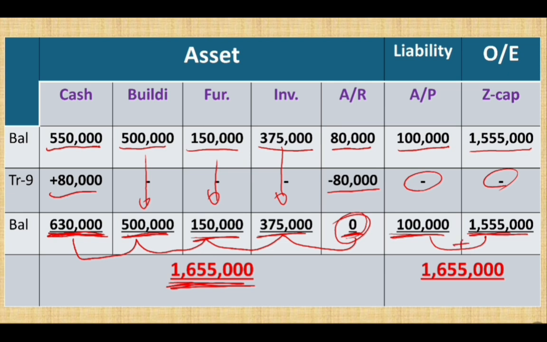Therefore, cash plus building plus furniture plus inventory plus account receivable gives us 1,655,000, and liability plus owner equity gives us 1,655,000, and both sides are balanced.